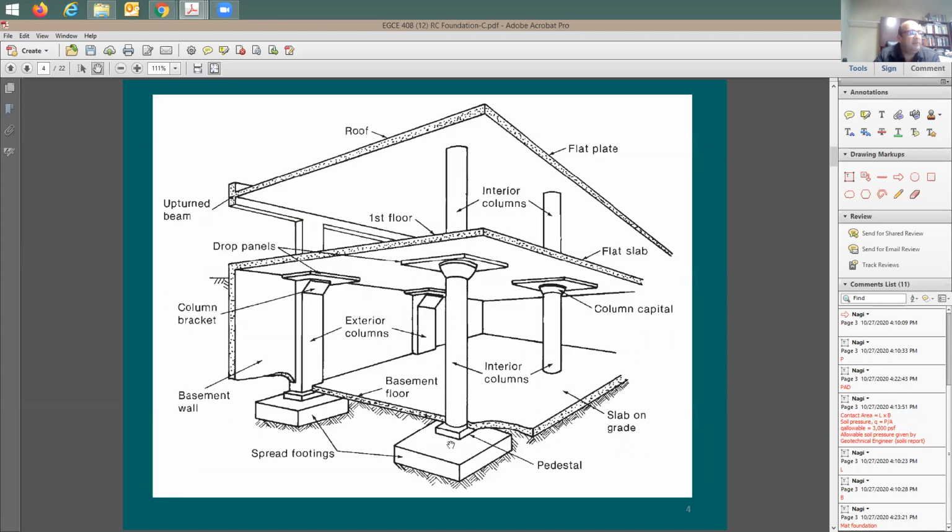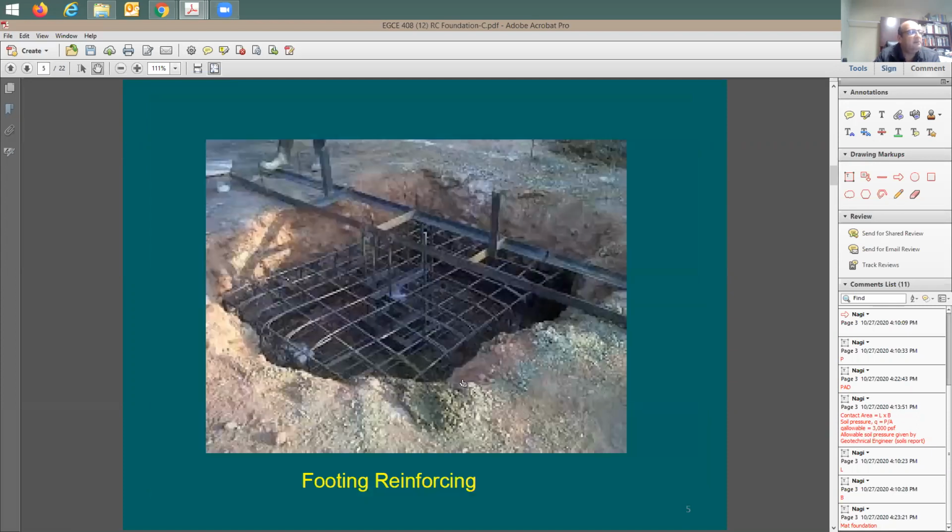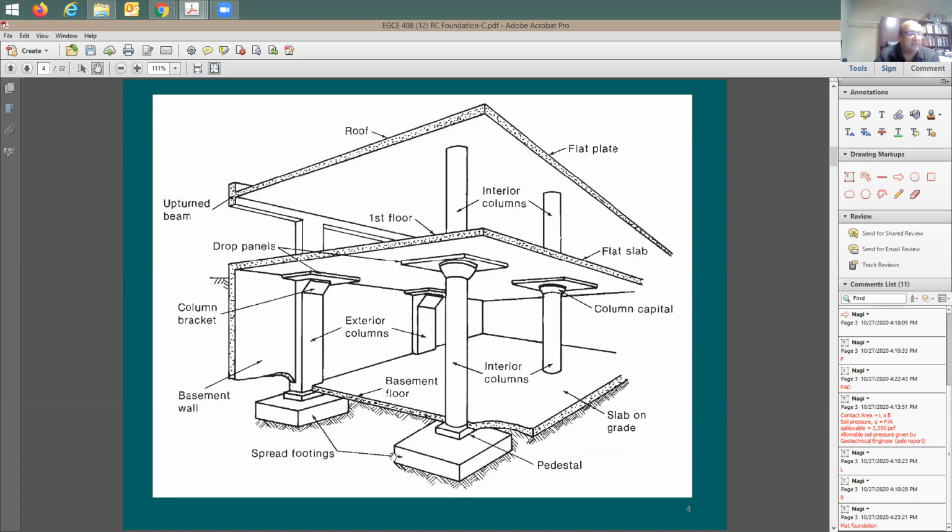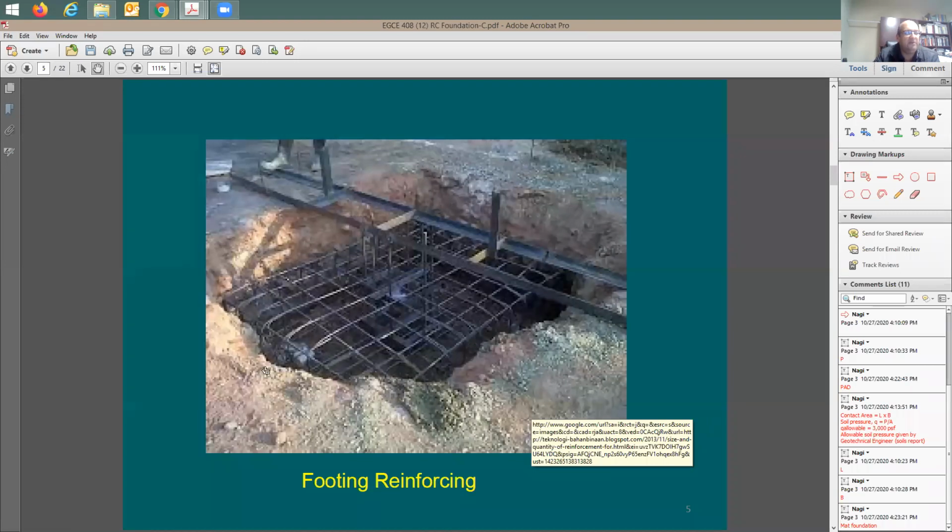Same thing. So the footing here is going to be supporting columns. We call this a spread footing or a pad. And here's a picture of one footing. You see here, it looks like straight edges, but this is the reality. This is the way that they do it.